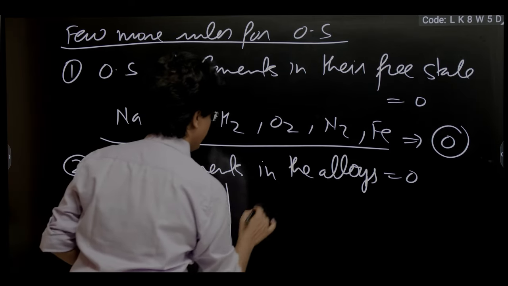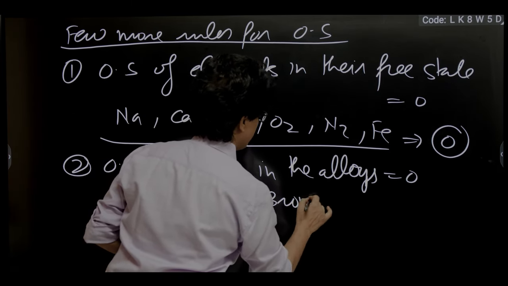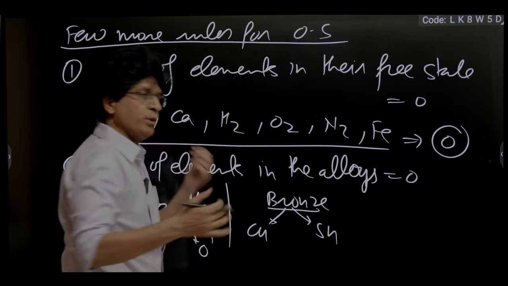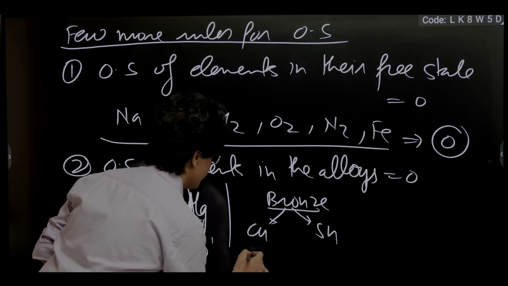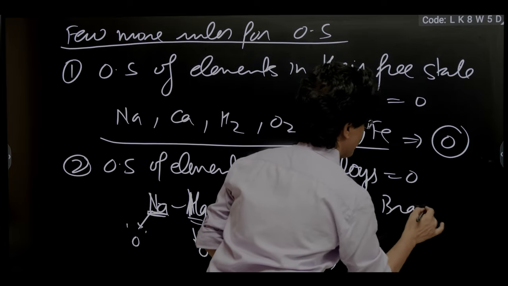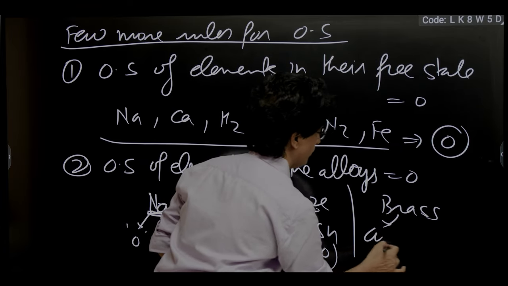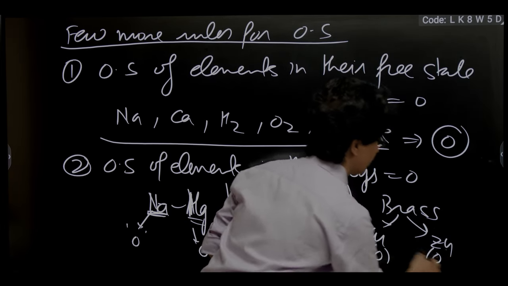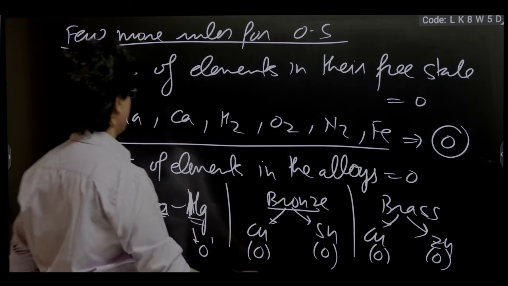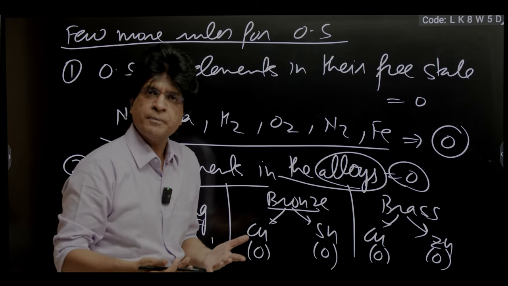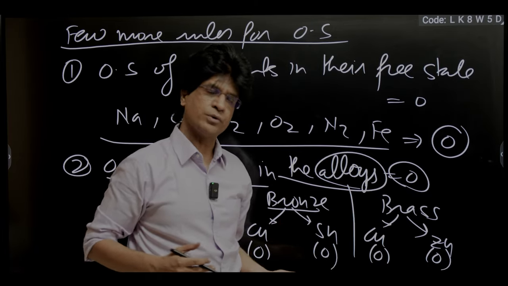Yes or no? Let's take bronze. Bronze is made up of basically copper and tin. But since there is no loss and gain of electrons, the oxidation state will be zero and zero again. Let's take brass. Brass is one more example. Brass is basically made up of copper and zinc. Again, zero and zero oxidation number. Are you getting that? So the oxidation number of elements in alloys is taken as zero. The reason? There is no actual exchange of electrons. Okay. Now, let's come to the third point.